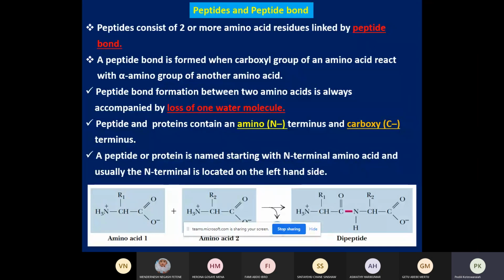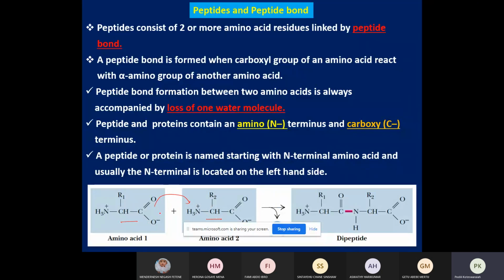We have already discussed amino acids, their classification, the titration curves and so on. Now coming to the peptides: peptides consist of two or more amino acid residues, linked by the peptide bond. You can see here, this is one amino acid and this is another amino acid. These two amino acids are linked in a head to tail fashion.